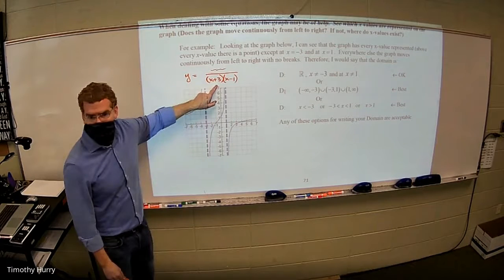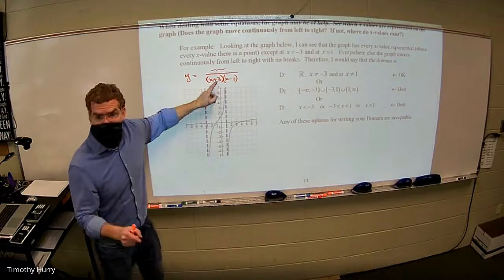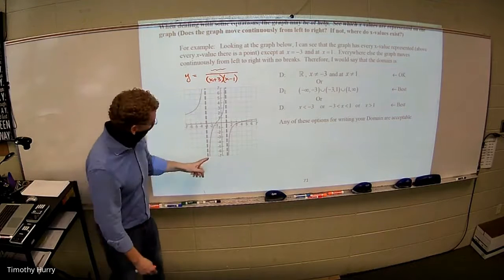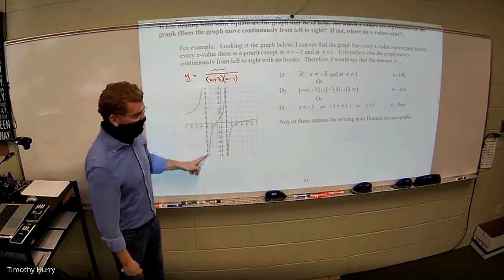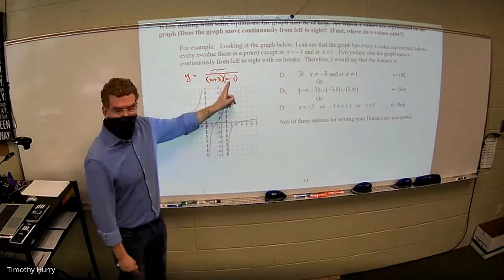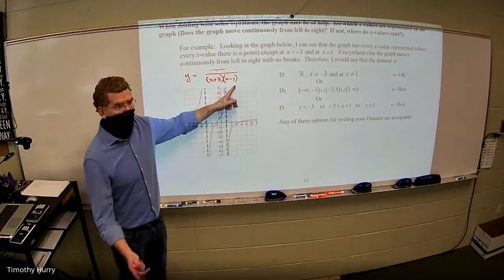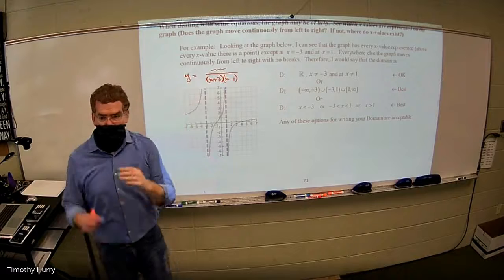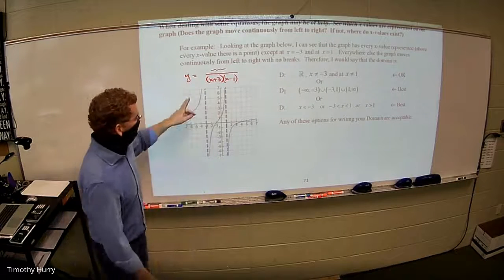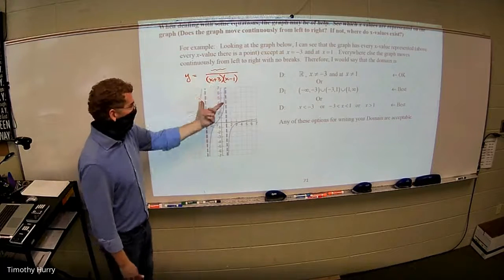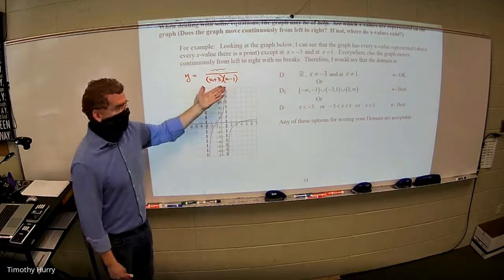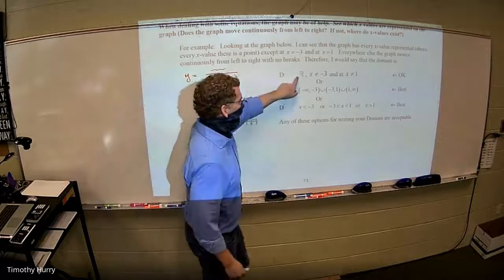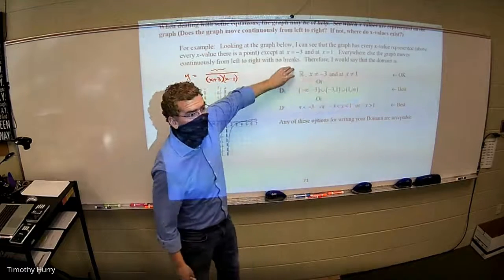Negative 3, because if x were negative 3, what would happen to that denominator? It's undefined. Look what happens at negative 3: a VA. And x could also not be what? 1. Why? Because you're going to have a VA. Now, it's also possible to have a hole. We'll get to that later. But you can see a graph like this. If I had the picture of it, I could look at it and go, oh, not negative 3, not positive 1. And I could write it like this, as long as I said all reals, not those.